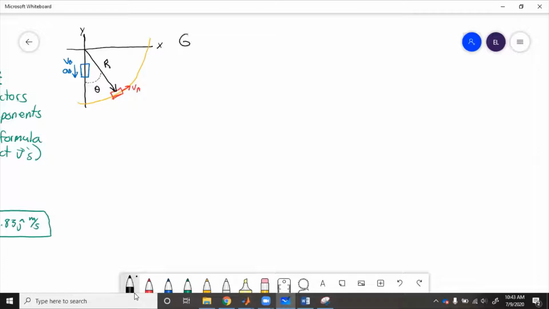So if we're given a theta at this instant, VB, acceleration of B, and VA, and we want to find velocity of A with respect to B and acceleration of A with respect to B.